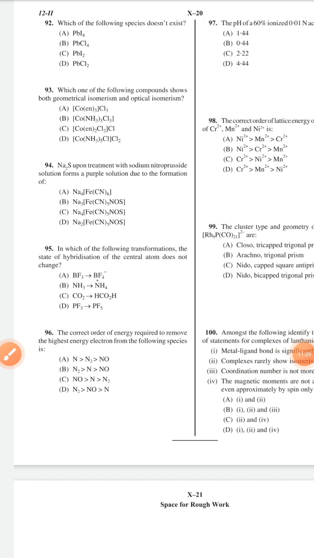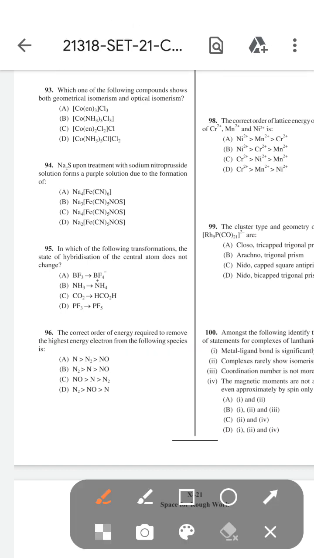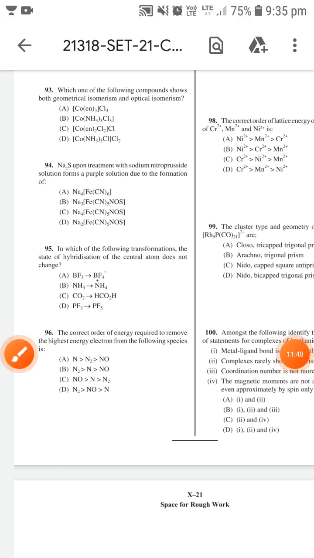Next, 94. Na2S upon treatment with sodium nitroprusside solution forms a purple solution due to the formation of Na4[Fe(CN)5NOS]. These questions are from the analytical portion.